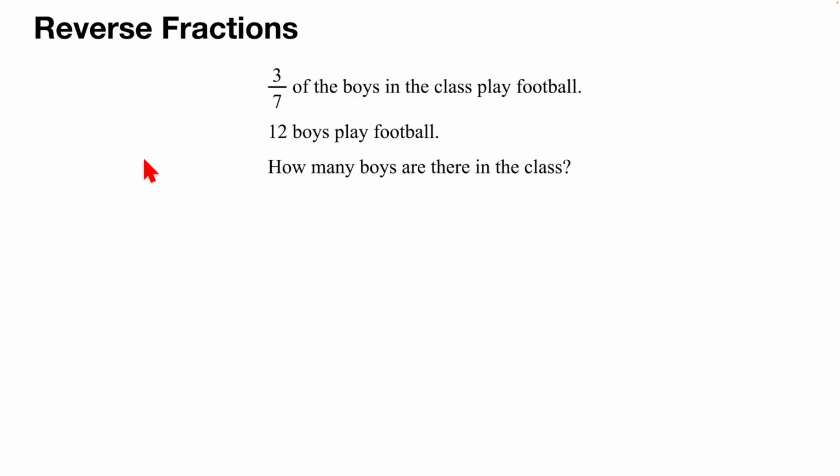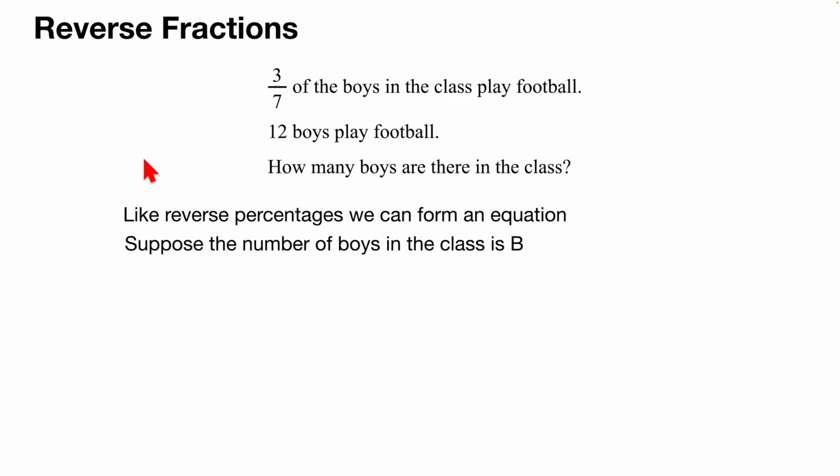Here's one. 3/7 of the boys in a class play football. 12 boys play football. How many boys are there in the class? Well, the answer doesn't leap out, so we need to use a little bit of logic. And unlike reverse percentages, we can form an equation. Suppose the number of boys in the class is B. B for boys. 3/7 of B is equal to 12.